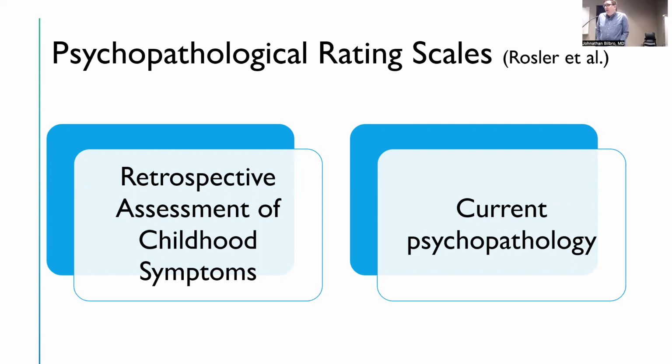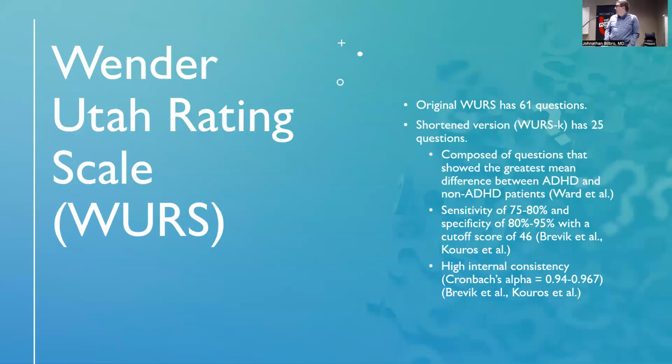So how do we operationalize the DSM criteria and actually make a diagnosis in a clinic setting? Well, one of the ways that we do that is through the use of psychopathological rating scales. And really these could be broken down into two categories, right? You have scales that are looking at the current symptoms, the current psychopathology, and then scales that focus on a retrospective assessment of childhood symptoms to try to go back and make the diagnosis historically. So I want to give a couple of examples of validated instruments that would be options to use in a clinic setting. So one is the Wender Utah rating scale.